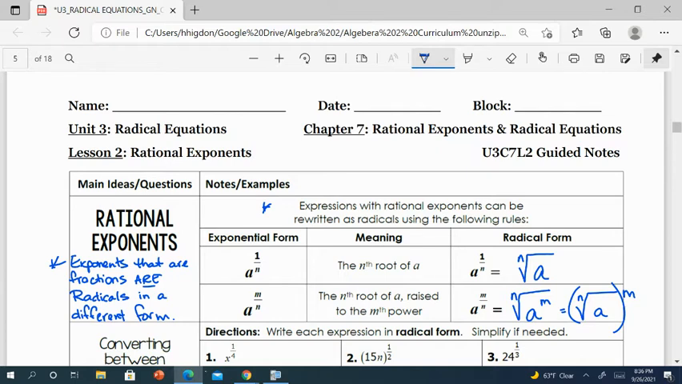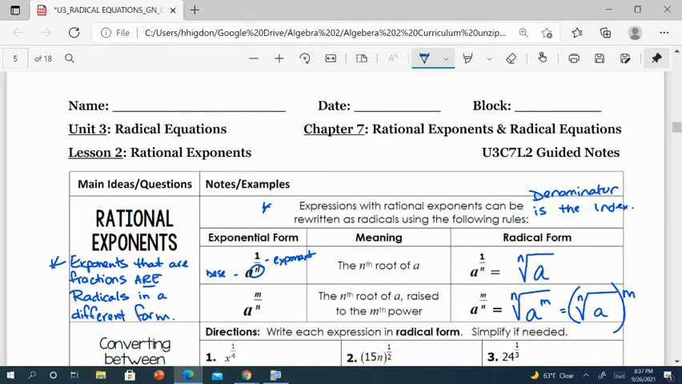So in this first one, a to the 1 over n, a is called the base, and 1 over n is your exponent. Notice in this one that the numerator is a 1. That's kind of important. And it's read the nth root of a. We can rewrite the nth root of a in radical form, where n is the index and a is your base, and that goes underneath the radical. So basically what you need to remember is that the denominator is the index.